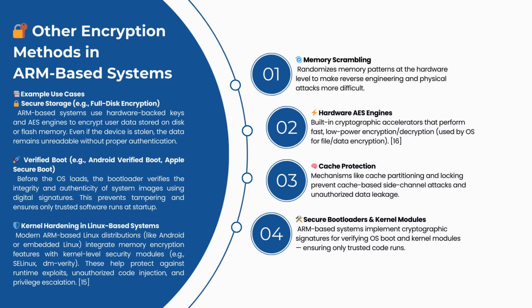By combining multiple encryption methods, ARM processors deliver a layered security approach, ensuring that memory is protected in various ways, even if one defense mechanism is bypassed.